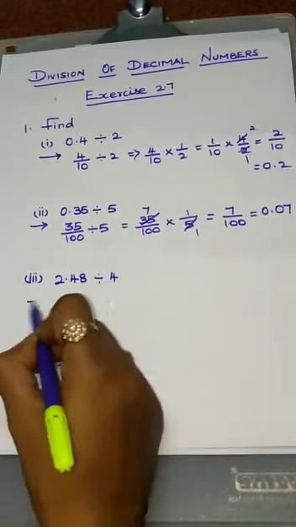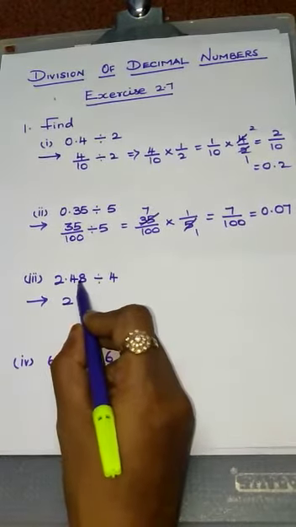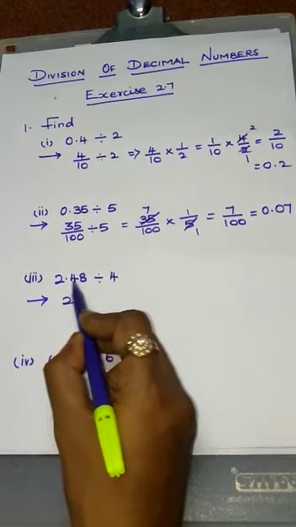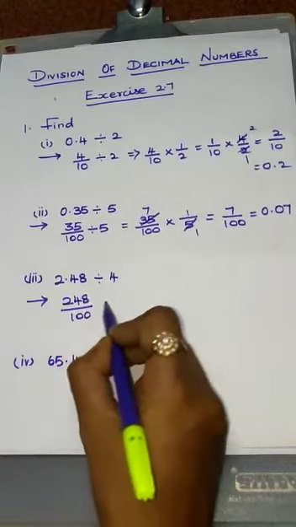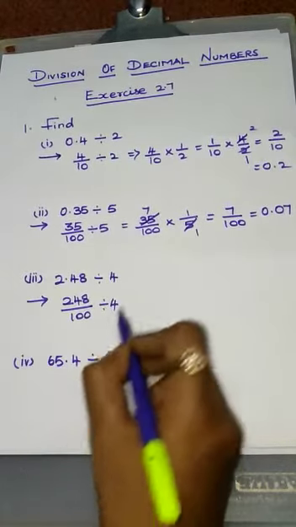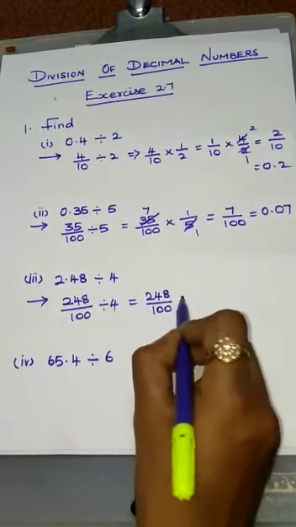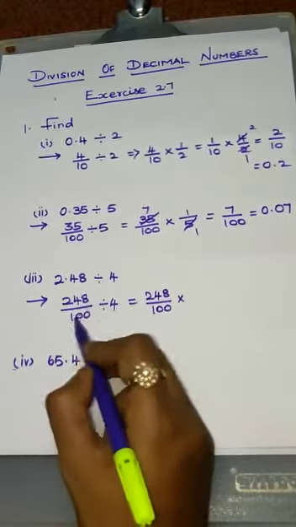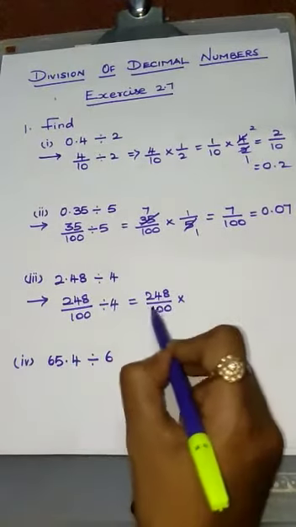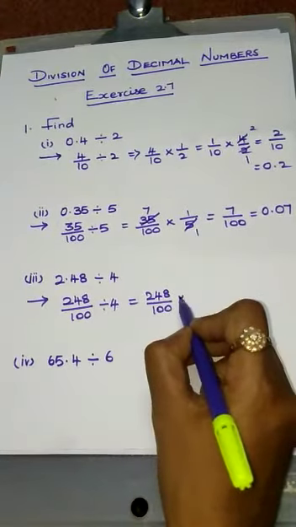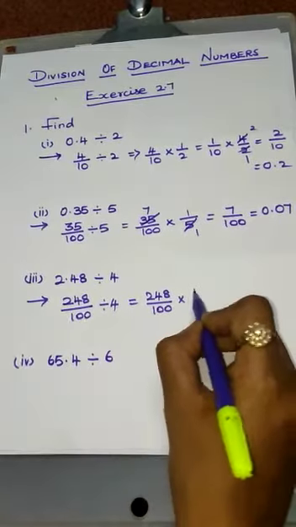Okay. The next question, 2.48 divided by 4. How can we write 2.48? After the decimal point we have two values. So we have to write 248 by 100 divided by 4. This is our question. Easily we have to write 248 by 100 into, because we have to divide a fractional number using the whole number. How can we write? Using the same fraction and multiply using the reciprocal of that whole number. What is the reciprocal of 4? That is 1 by 4.